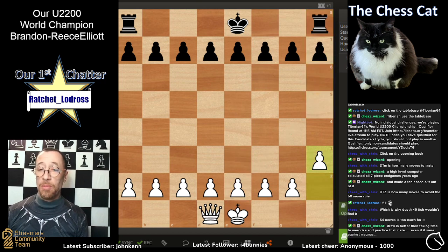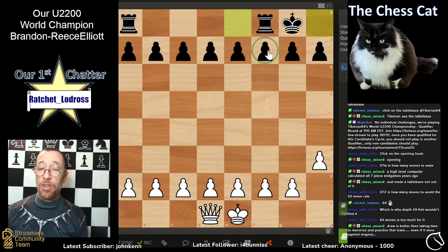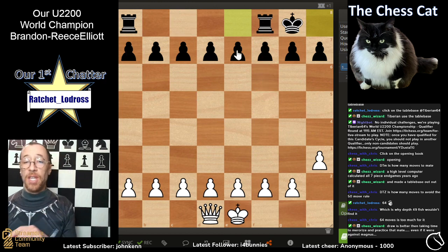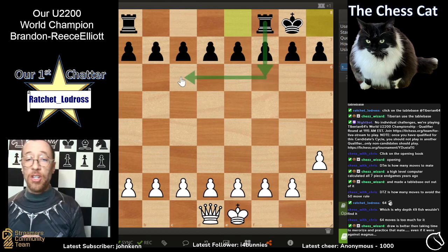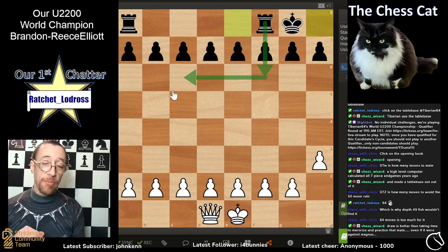Black can castle, remember. Now the rooks are connected. And you could do a rook lift here. You could do a rook lift here. You can move over here and do a rook lift. So rook lift is a technique where you could get your rook ahead of your pawns. All right?